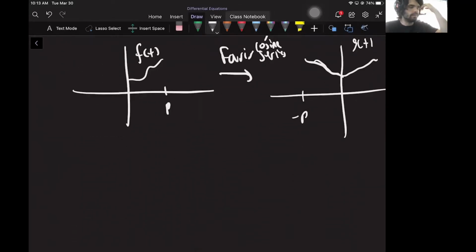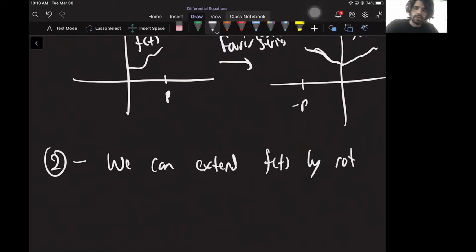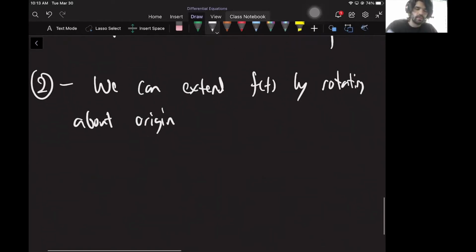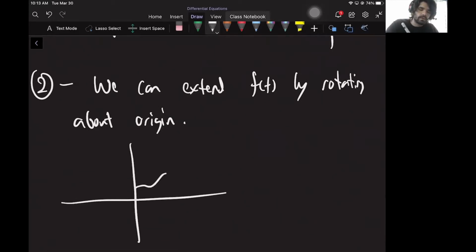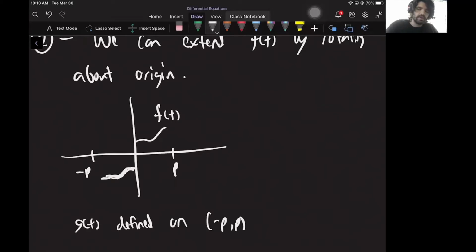The second way, you might be able to guess based on what we just did, is we can extend f of t by rotating about the origin to create a different type of symmetry. So if you have a function that's only defined from there to there, you can make it symmetric. I shouldn't have drawn something so weird. Okay, pretend those are perfectly symmetric. So you can create g of t in this way. So g of t is defined on negative p to p this way.